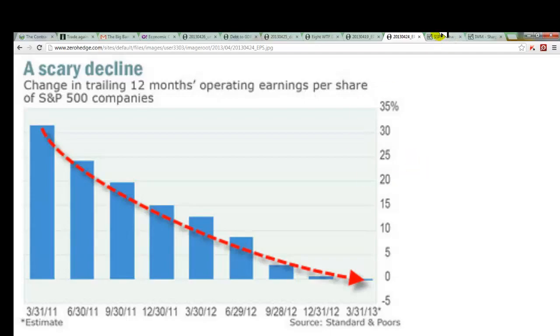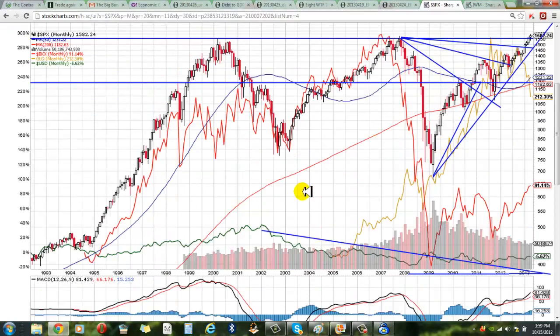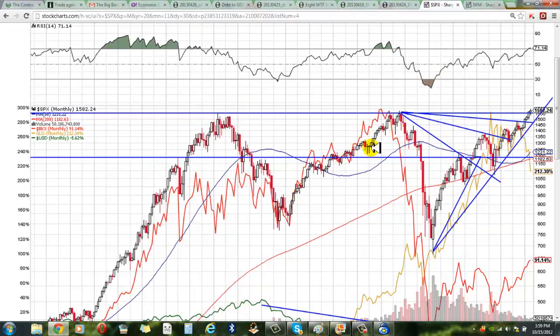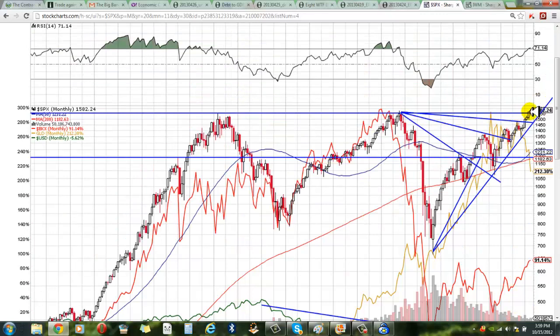which is the S&P 500 on a monthly basis. It goes back to 1993. In candlestick here is the S&P 500, overlaid in gold. You have gold. In red, you have the banks. In green, you have the U.S. dollar. And you can see that we've broken out on a monthly basis, with 2 trading days left in the month, to an all-time high on the S&P 500.